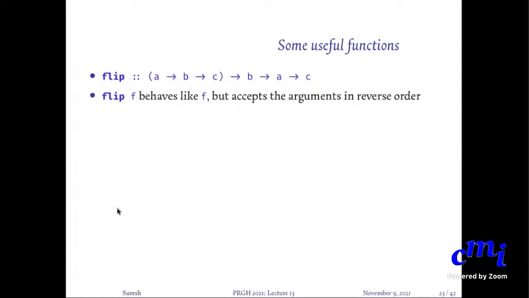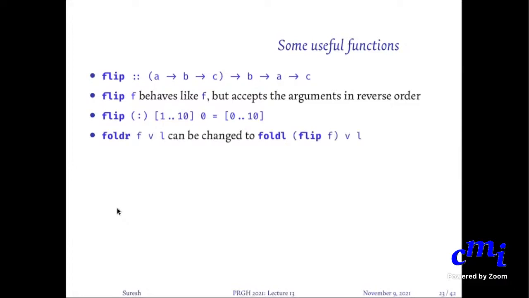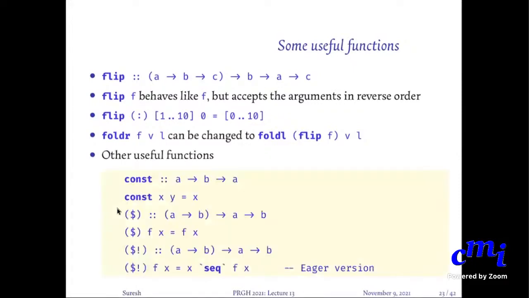Flip F behaves like F but accepts the argument in reverse order. So for instance, flip of colon applied on 1 and [0] will be [0] and 1. Colon itself takes the value first and the list next. Flip colon accepts the list first and then the value next as argument. The argument order is reversed. So typically you can always say, instead of fold R F V L, you can always change it to fold L of flip F of V L. So this will always work for functions where it will work.